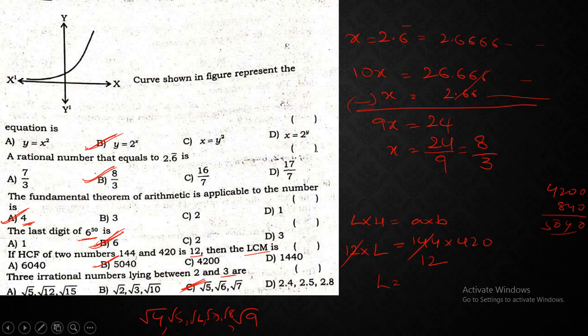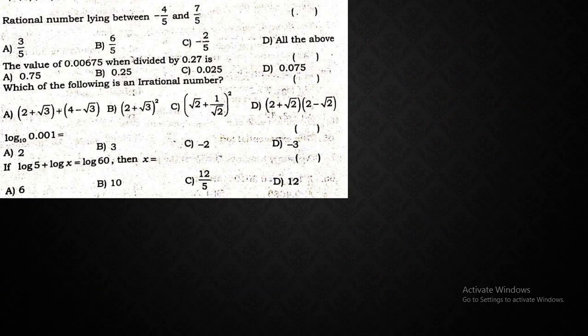Right? Next, moving on to one more question. Rational numbers lying between minus 4 by 5 and 7 by 5. So what are the rational numbers which we can write equidistantly? Minus 3 by 5, minus 2 by 5, minus 1 by 5, 0 by 5, 1 by 5, 2 by 5. Likewise we can write 6 by 5. So 3 by 5 already belongs to this group. 6 by 5 also belongs to this category. Minus 2 by 5 also belongs to this category.